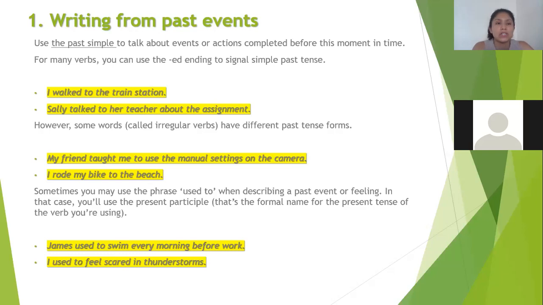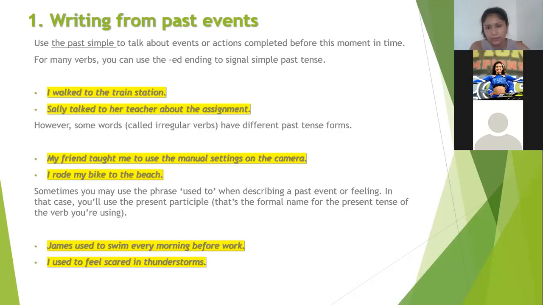Questions about when to use the simple past in writing? No. Okay, thank you.